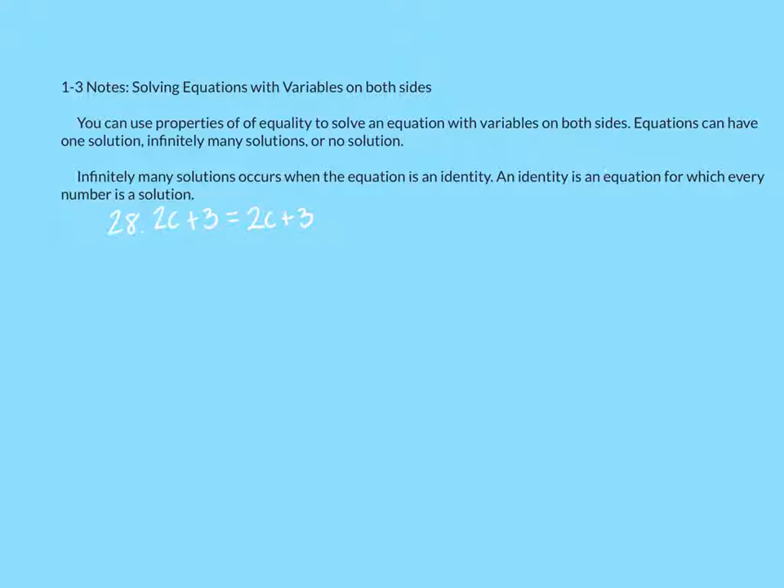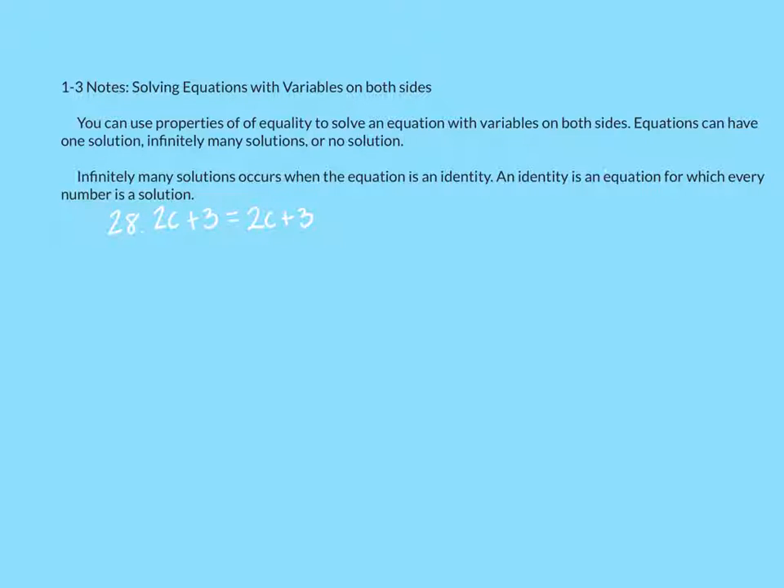Equations can have one solution, infinitely many solutions, or no solution. In this video, we're going to go over when you can get infinitely many, when you can get no solution, and when you can have one solution. Infinitely many solutions occurs when the equation is an identity. An identity is an equation for which every number is a solution. That means if I plug in -1, the equation works out. If I plug in 20, it works out. If I plug in 100, it works out, and so on and so forth.